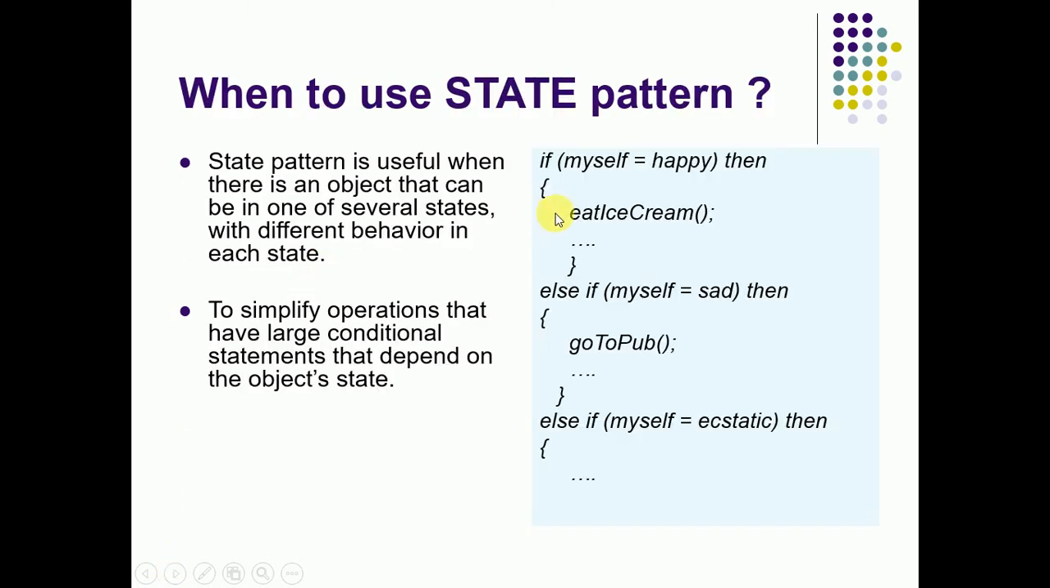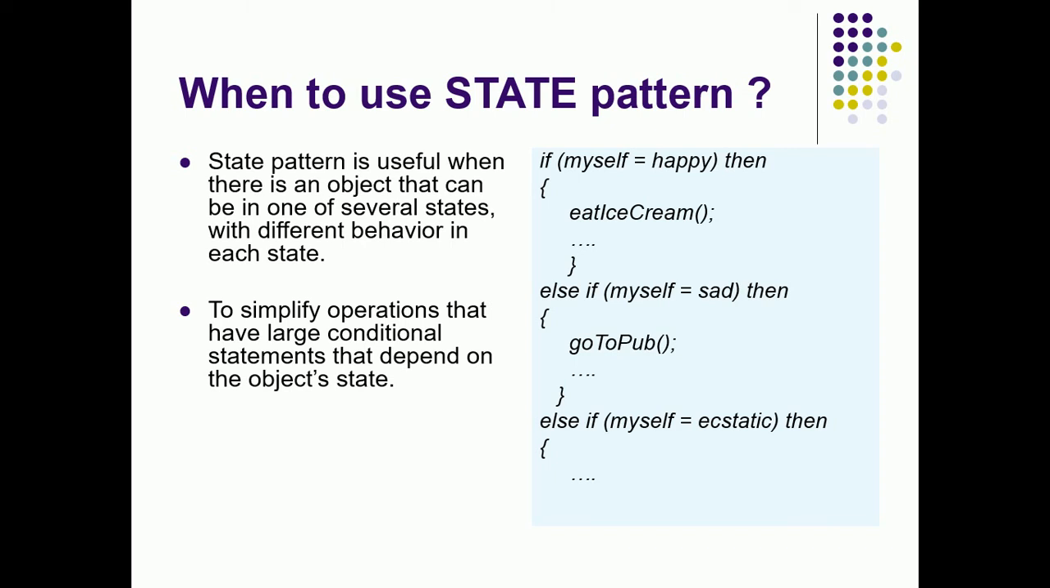So here is a simple dummy code where any person has some moods. Mood means states: happy, sad or sarcastic. It depends upon the mood which thing he rewards to himself. For example, if myself is equal to happy, it rewards itself with ice cream. If myself is equal to sad, it goes to the pub. And similarly for other states or events, depending upon the mood or the state the person is in.